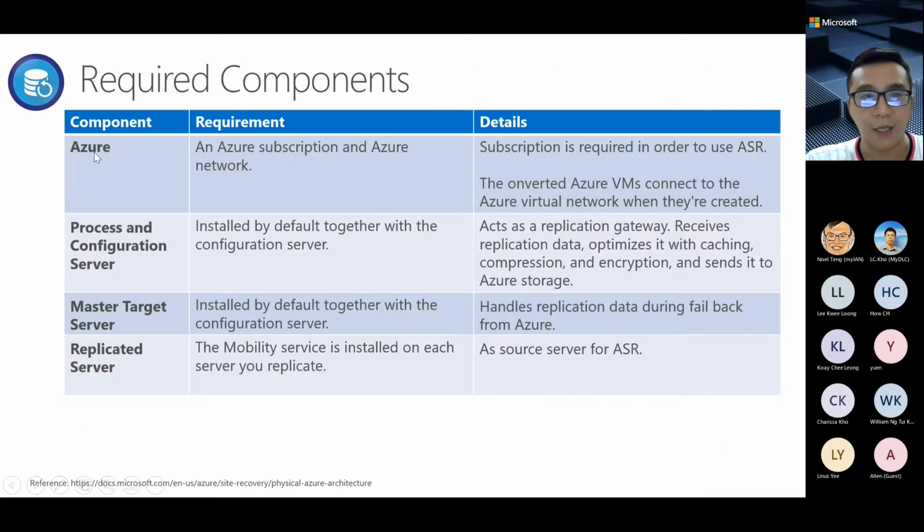For Azure, you need a subscription and the Azure network. And the process server is installed by default together with the configuration server. So the installer actually is just one. When you install, by default it combines together, unless you want to spread it out, then you choose that option.